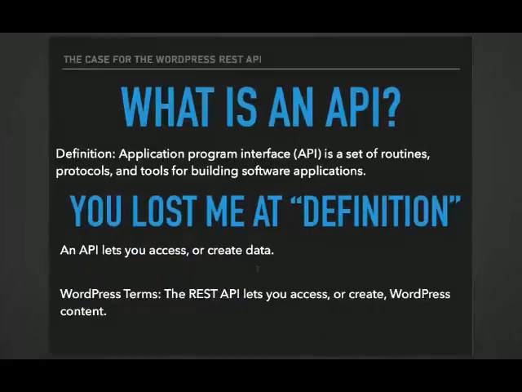So let's start at the beginning. What is an API? An API, as defined, is an application program interface. That's what it stands for. It's a set of routines, protocols, and tools for building software applications.